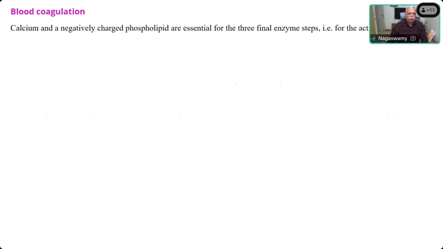Now, coming to blood coagulation, calcium with a negatively charged phospholipid is essential for the final three steps of enzyme action. One is that it acts on factor 9 and factor 10, and also on the extrinsic pathway factor 7, which acts on factor 10.